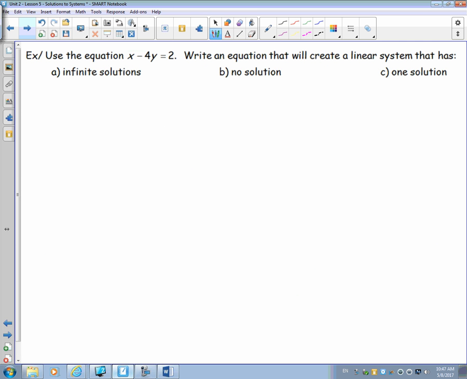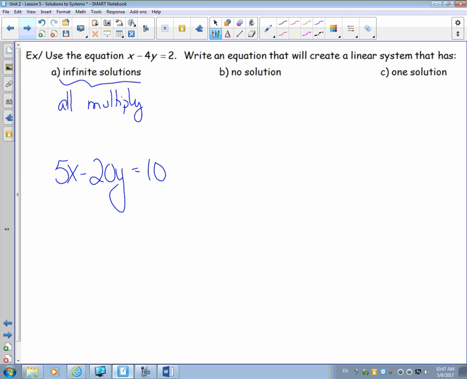We're going to make this system. So we've got an equation, x minus 4y equals 2. Write an equation that creates a linear system that has infinite solutions. Well, that means they have to all multiply. Now, I've been using number 2 because it's a nice easy one, but it doesn't have to be that. Let's choose number 5. So I'll have 5x minus 20y equals 10. That's all of this times 5, which means I've made the same line, just a different version of it. There's an infinite number of choices I can make here.